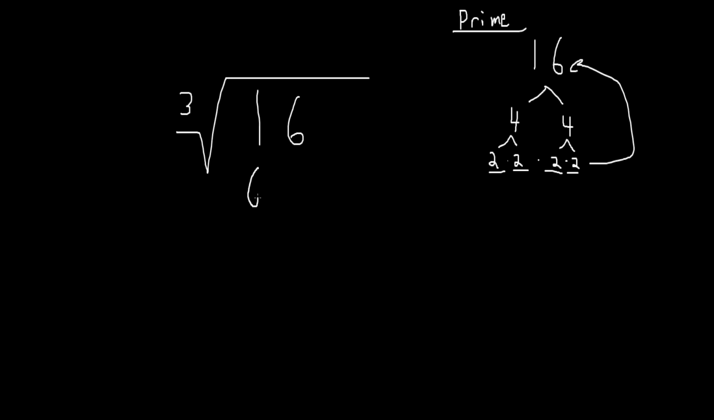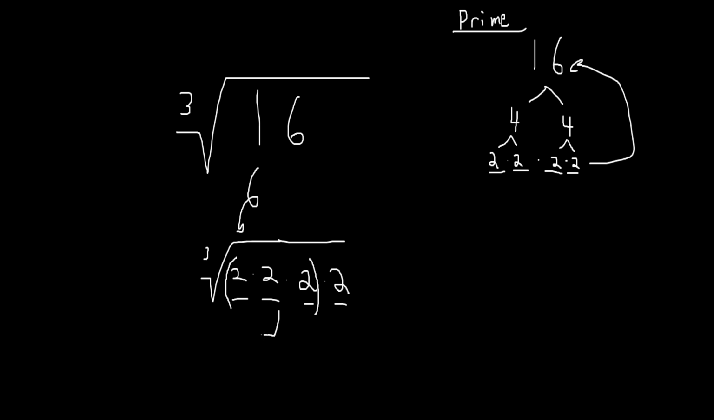So that means that I can rewrite 16 as just all of those prime numbers. So let's write them all out. We've got 2 times 2 times 2 times 2. Now I definitely have a set of 2s, so I can pull that set of 2s to the outside of my radical.